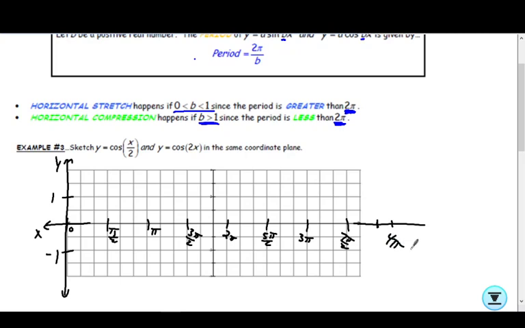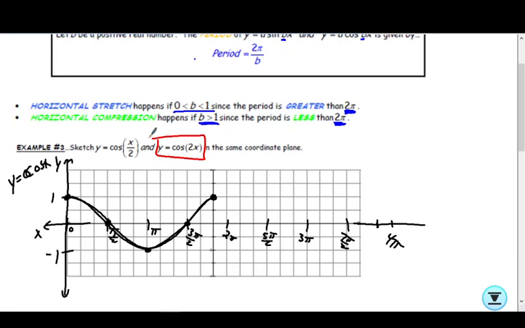So we always start by drawing our parent function, and since we're dealing with cosine, our parent function is cosine x, which starts here at 0, 1, pi over 2, 0, pi, -1, like that. So here is my parent function for my cosine wave. So here we go. I'm going to start by graphing this transformation, since we're sketching cosine of x over 2 and cosine of 2x.